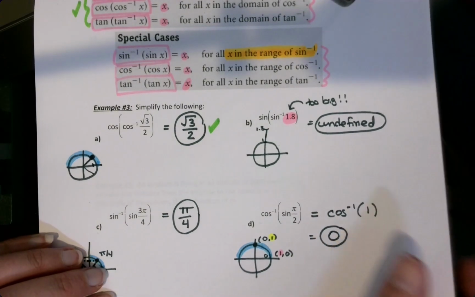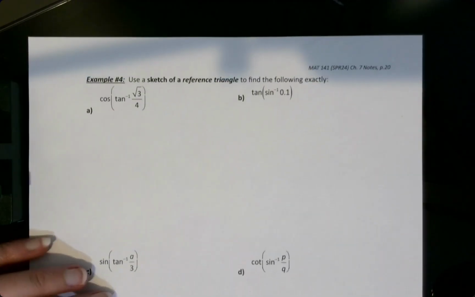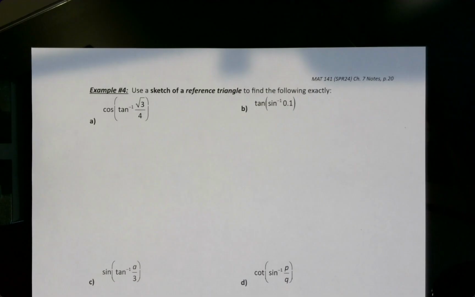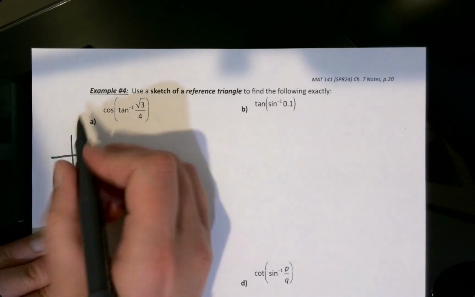Okay, so we're going to continue to our last page here. In example 4, we get to use the sketch of a reference triangle to find these following ratios. So we've been doing that on the previous page, sketching them on the unit circle. Now we're going to sketch them on a reference triangle off of the unit circle again, so same kind of starting point.